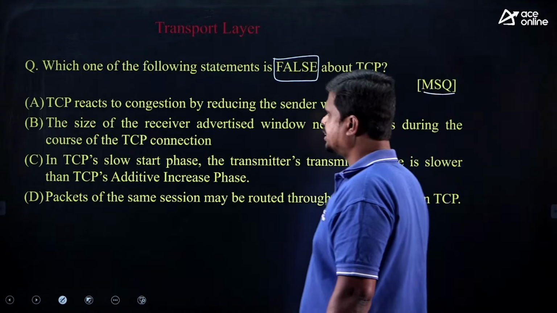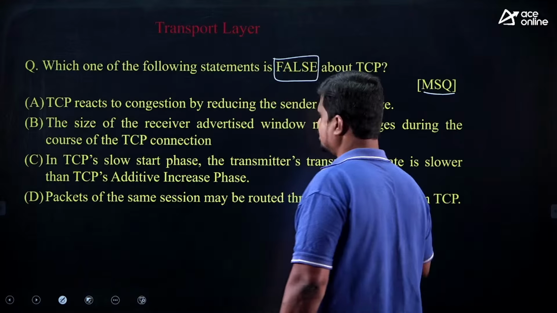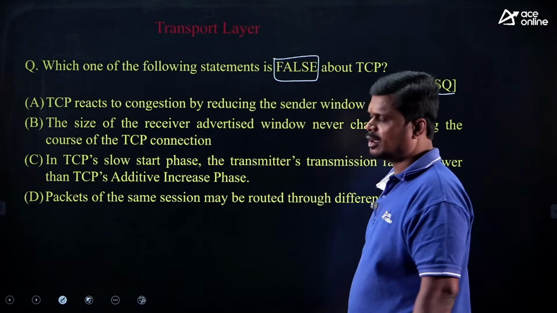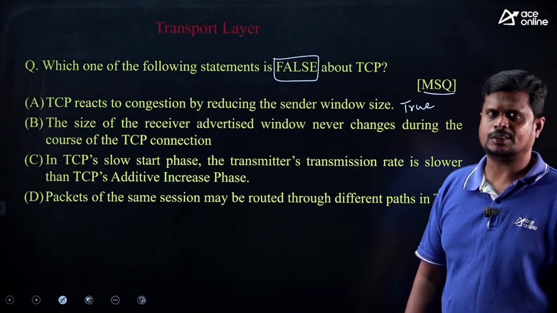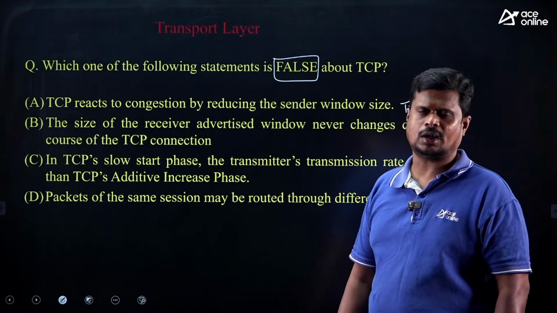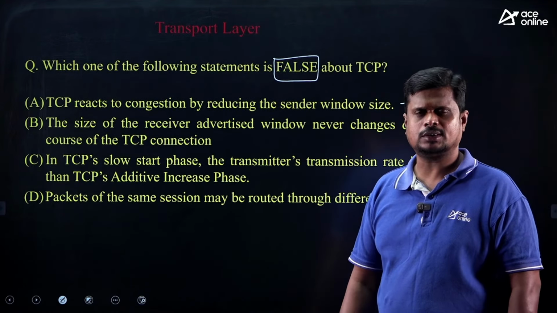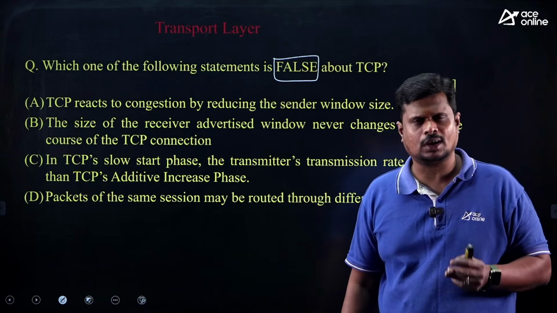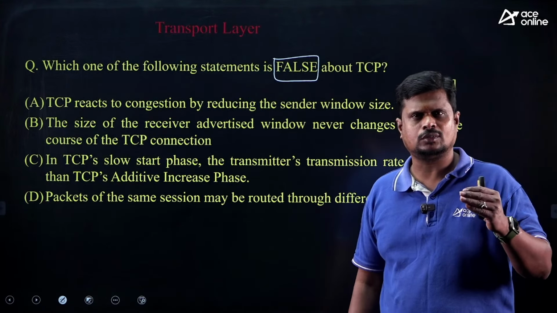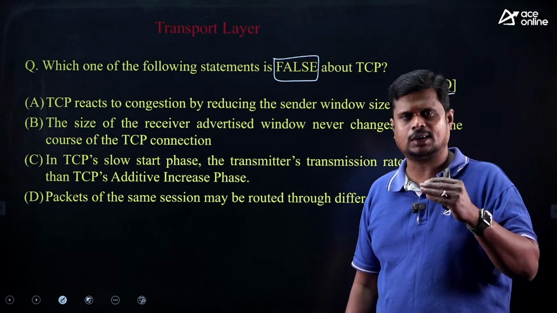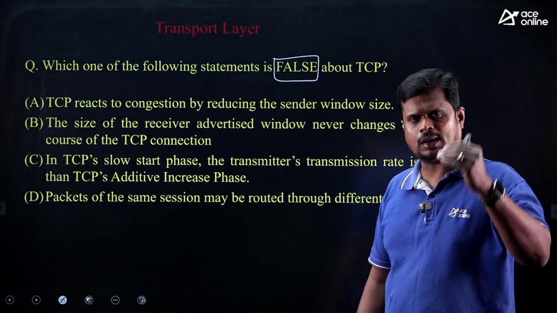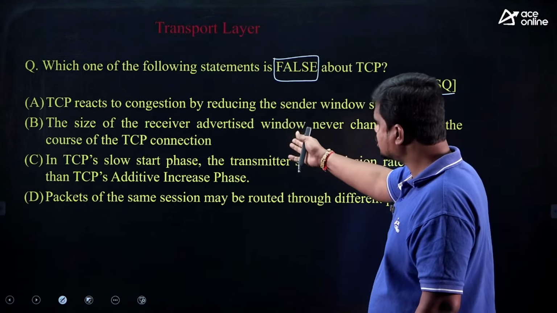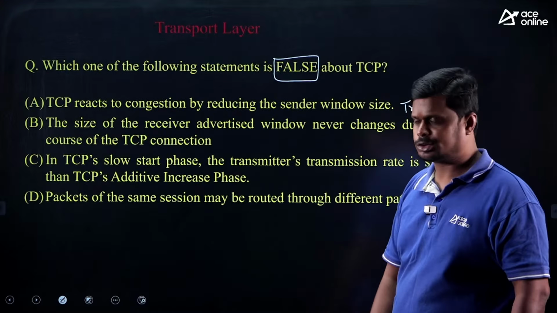So if you check here, TCP reacts to the congestion by reducing the sender window size. Is it correct or not? Yes, it is true, because whenever congestion occurs, it means it is reaching the congestion threshold. The additive increase phase we consider as congestion avoidance, and the multiplicative decrease phase we consider as congestion detection. When congestion detection occurs, we set the congestion threshold to half of the current congestion window, then drop the congestion window size to 1, and then again start the slow start phase. That is the meaning of reacting to the congestion by reducing the sender window size, which is true.